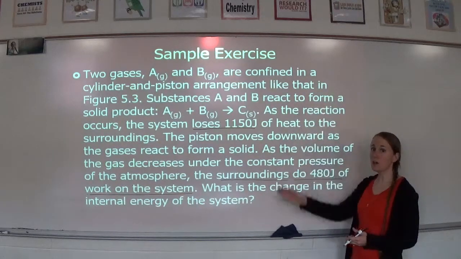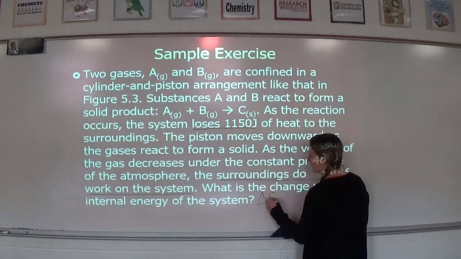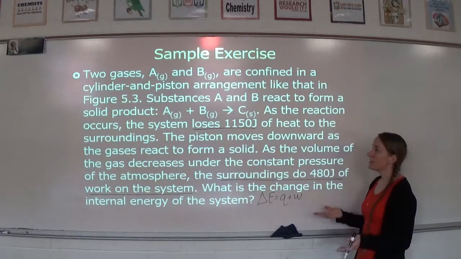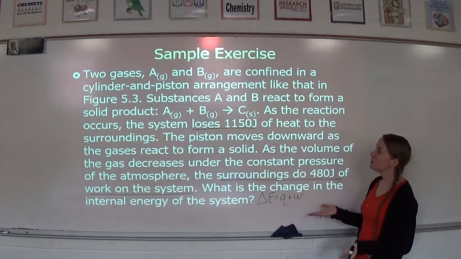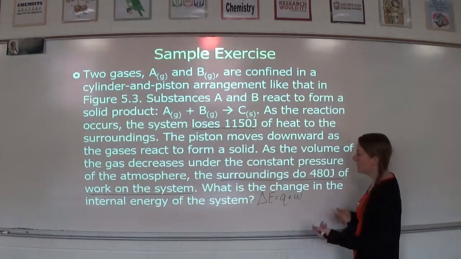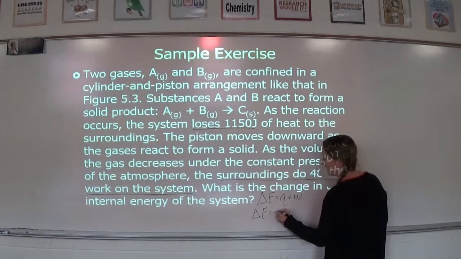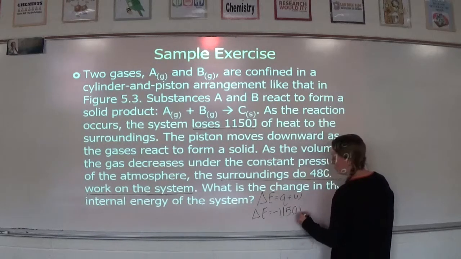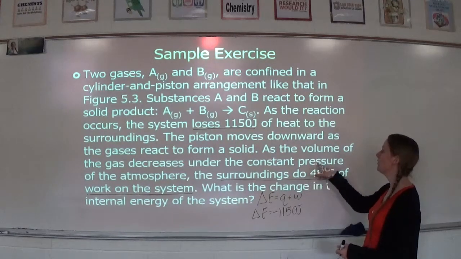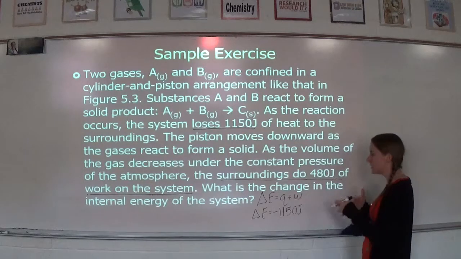This was a long question, so all we can do is plug into delta E equals Q plus work. Let's look at what's happening. We just need to determine the signs. It says the system loses 1,150 joules, so for my Q, since the system is losing that heat, I'm going to put negative 1,150 joules. Then it says the surroundings do 480 joules of work on the system. That means the system has that work done on itself.